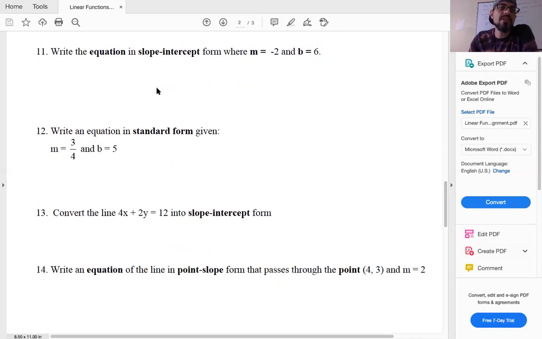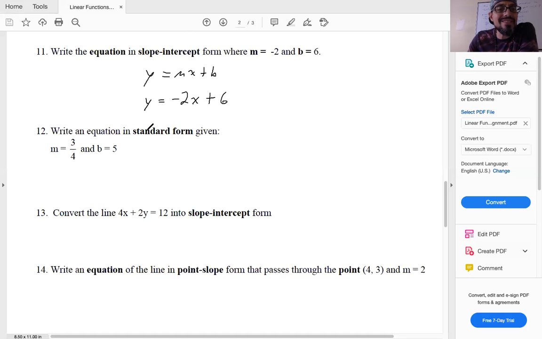Okay, here we go. We have: write the equation in slope-intercept form where m equals -2 and b equals 6. Really, really easy, this one. Essentially, all you're going to do is go y equals mx plus b and substitute: y equals -2x plus 6. And that is the slope-intercept form, so you're good to go on that question.